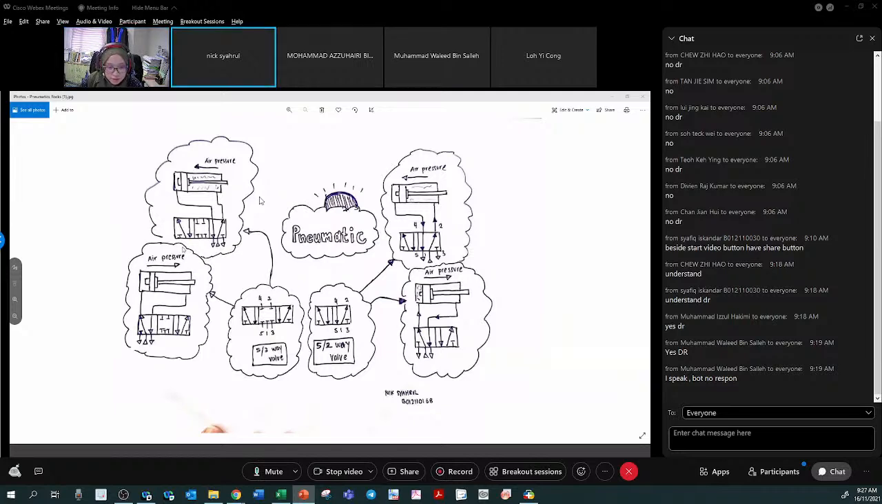This is the second stage. The solenoid is moving to the right side, and the air compresses into here, and we pull the solenoid back, and this air compresses to exhaust. Okay, all right.